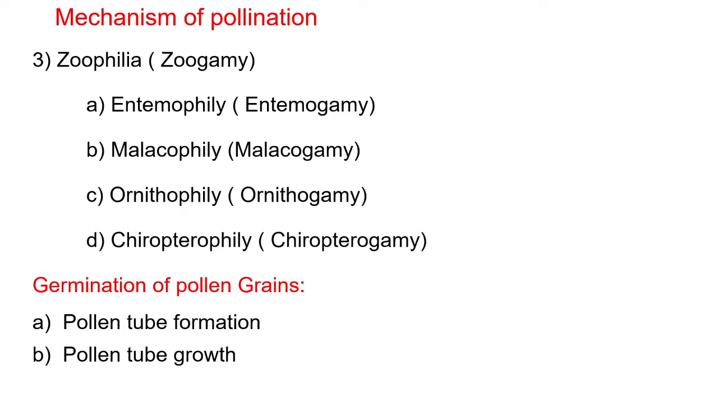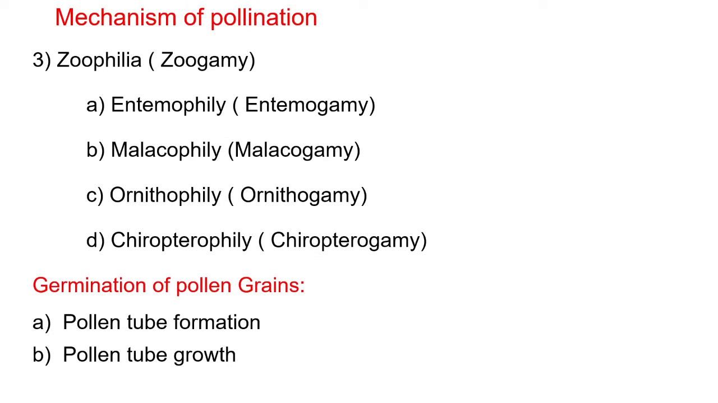Pollen tube. The pollen tube grows out of the pollen grain through the stigma, down the style, and finally enters the ovary to approach the ovule. The male nuclei travel down to fertilize the ovule, resulting in seed formation.